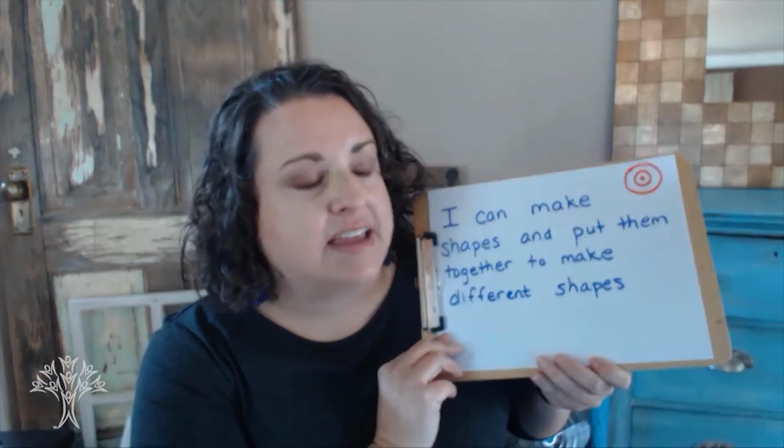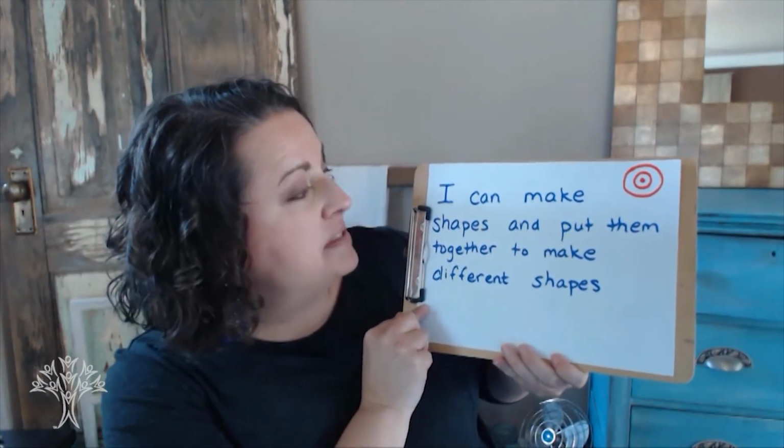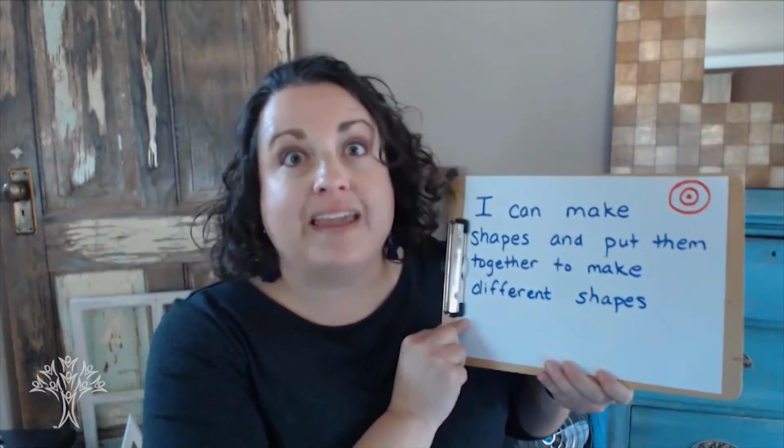Our learning target today is I can make shapes and put them together to make different shapes. For today's lesson, you will need some paper and something to write with, a pen, a pencil, or even a crayon. I will give you a moment to go gather your supplies. Thank you for coming back with your paper and your writing tool. Let's go ahead and get started.